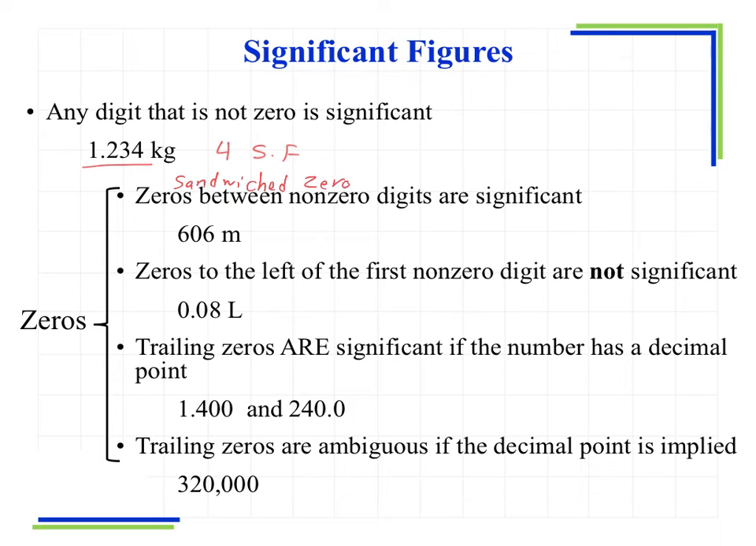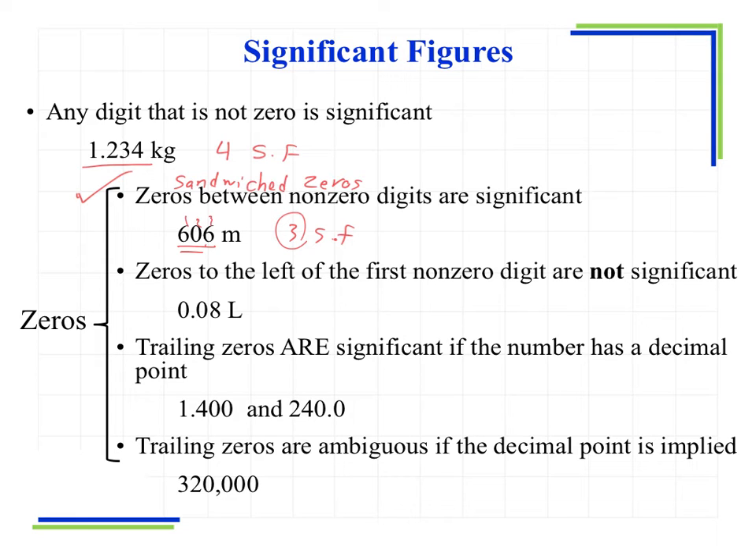Sandwich zeros. Are sandwich zeros significant figures? Yes, they are. So if you have a 0 between two non-zero digits, you count it as a significant figure. So this number, how many significant figures do we have? We have 3 sig figs, 1, 2, 3. This 0 is between two non-zeros, so it's a significant figure. So you have 3.